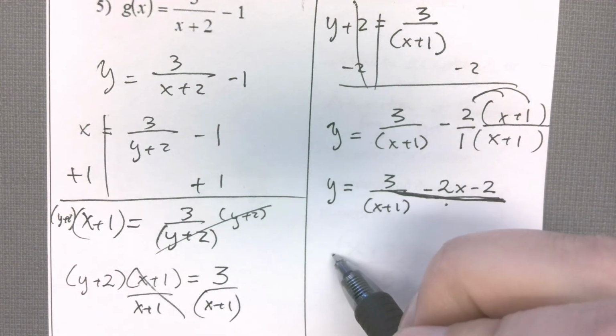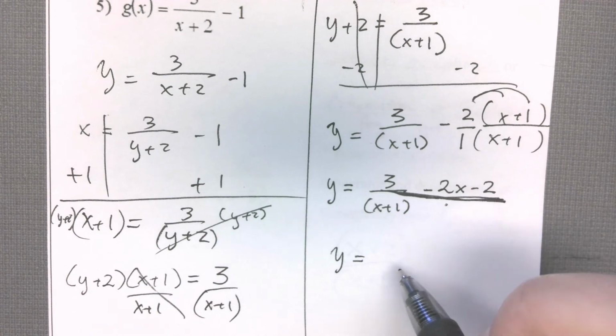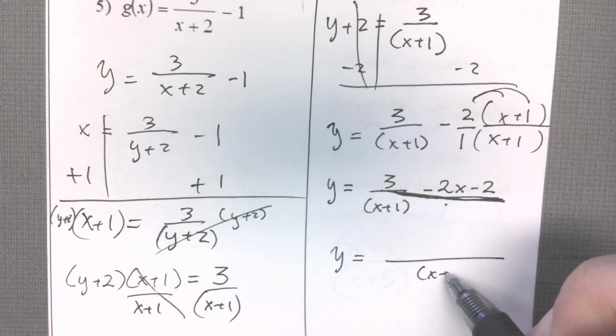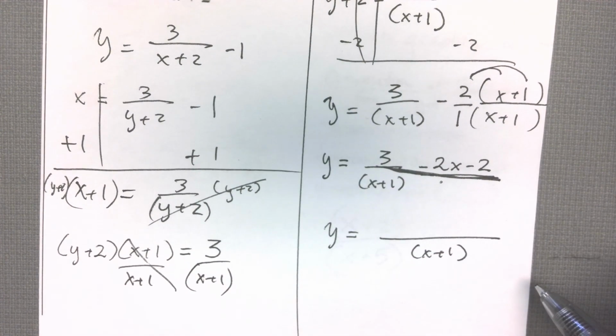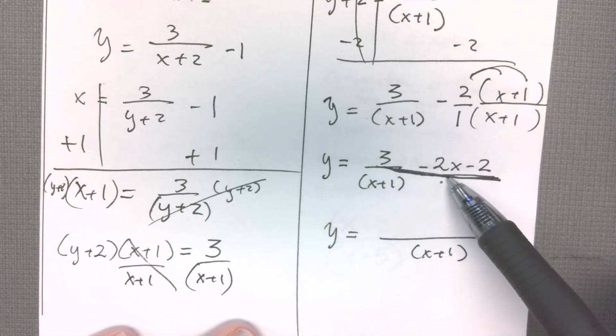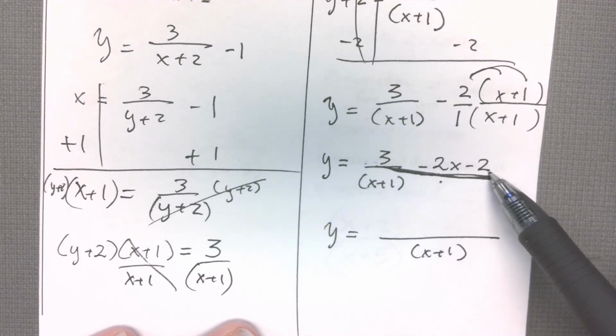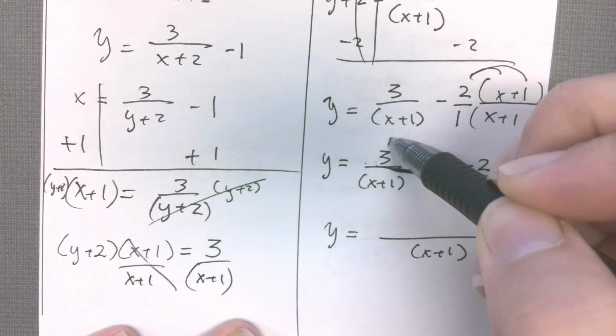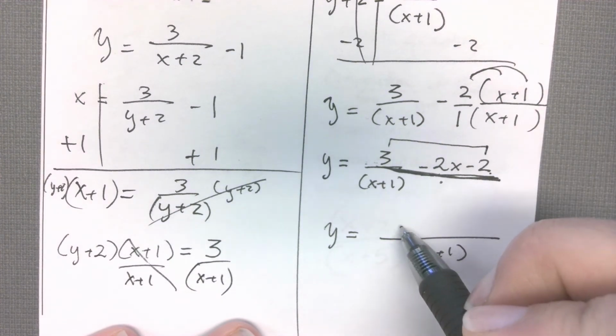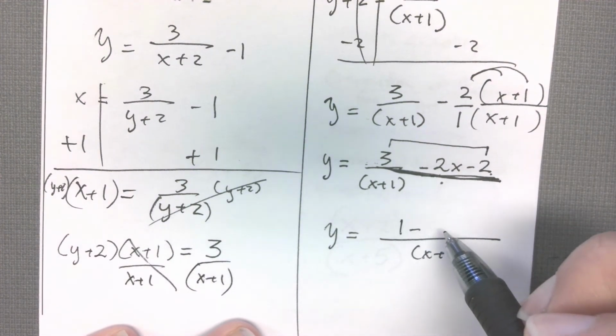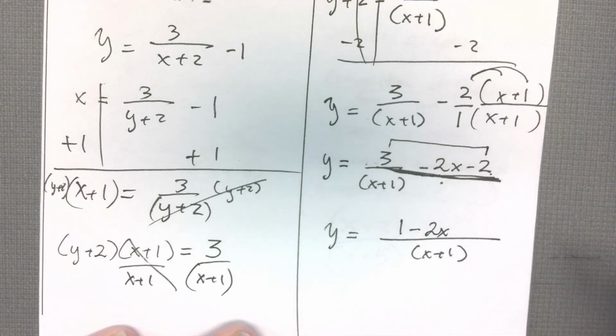In the numerator, what things can go together? Can the 3 go with the 2x? Can those go together? Can the 3 go with the minus 2? Positive one, right? 3 take away 2? 3 steps forward, 2 steps back.